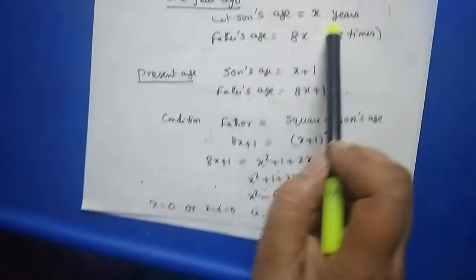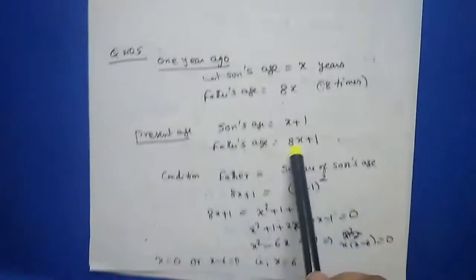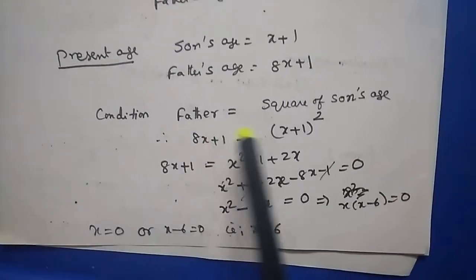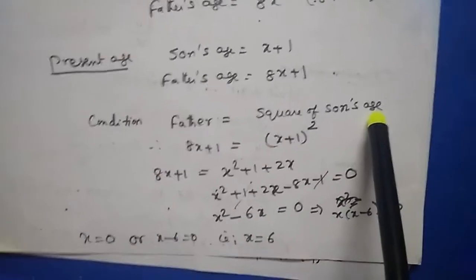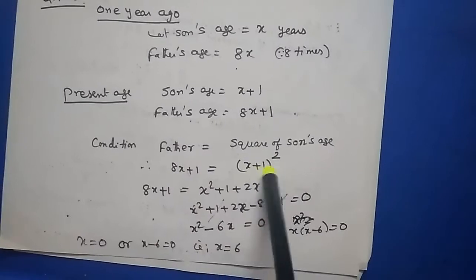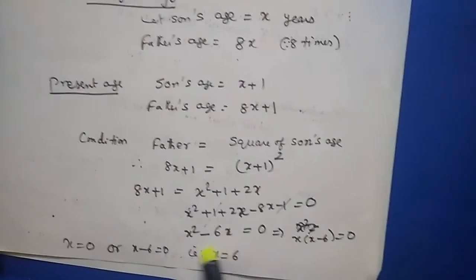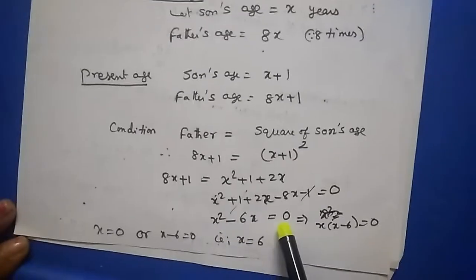The 1 year will increase. So present age, son is x plus 1, father 8x plus 1. We know this. But the condition given is father's age is the square of son's age. Father place 8x plus 1 and the square of son x plus 1 whole square. Now again you are simplifying. You are getting x squared minus 6x is equal to 0.